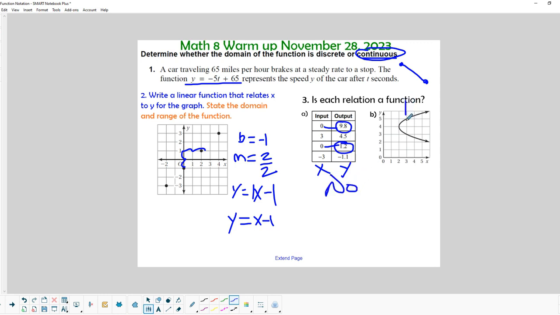This next one, if you do a vertical line here, you would notice that you would actually hit this line a couple of times. So because we hit twice with any vertical line, then this would not be a function as well. So that's how the vertical line test can work in this case.